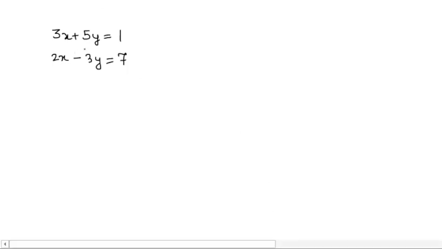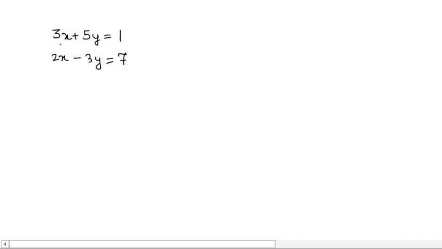This is a system of linear equations, and we want to solve these equations, as in we need to find the values of x and y that satisfy both the equations. Now there are three methods to do so. The first method is graphing, the second method is substitution, which I have already explained in my previous videos, and the third method is elimination. So let us try solving this system of equations by the elimination method.